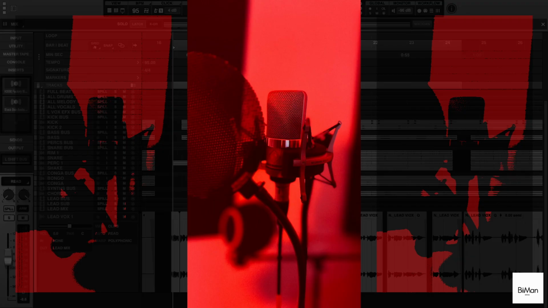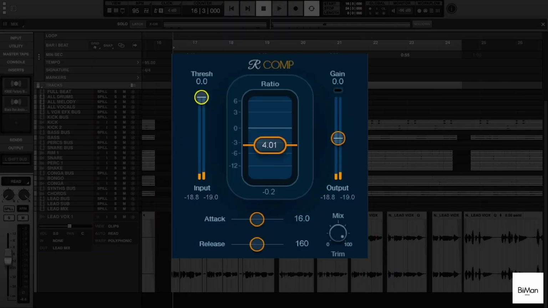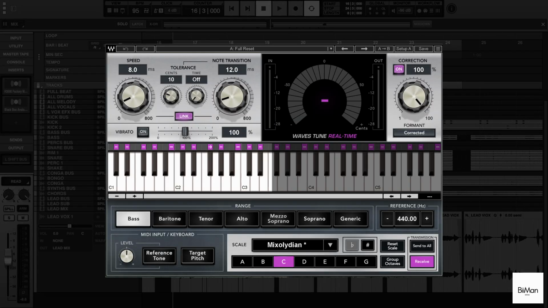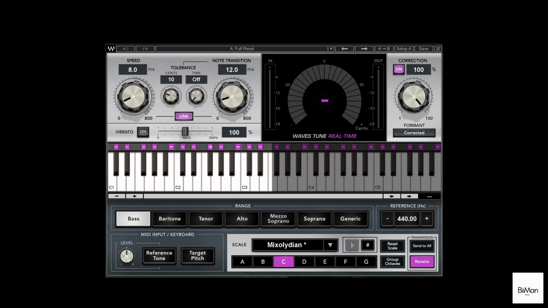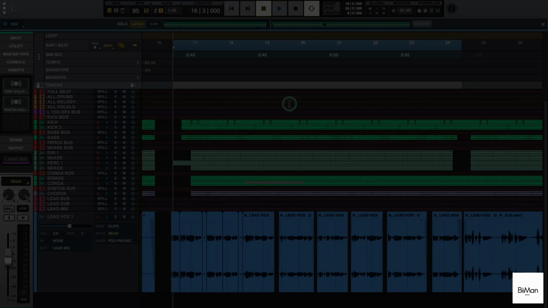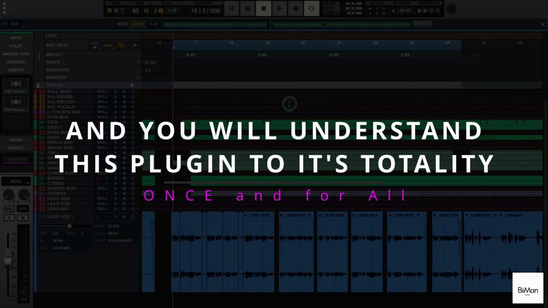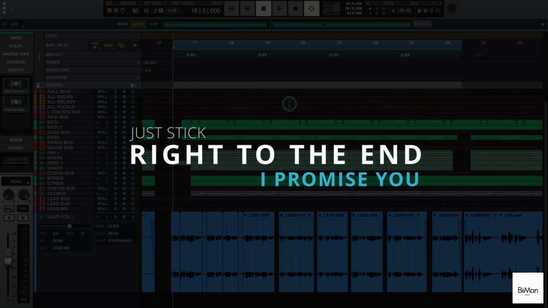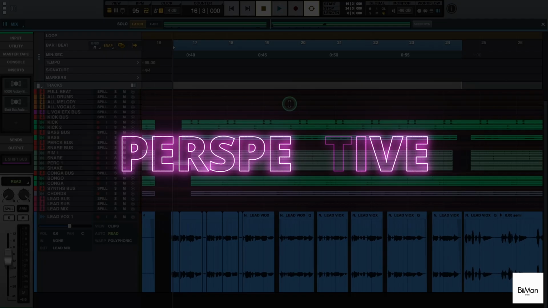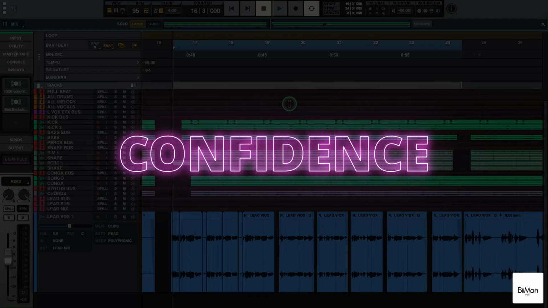Hello guys, fellow audio engineers, you're welcome to the video. Today I'm going to use the analogy of a compressor to show you how to use the Waves Tune real time to its fullest. Yes, you got me right. We are going to use the analogy of a compressor and apply the same concept into the Waves Tune real time, and you would understand this plugin to its totality once and for all. If you could just stick right to the end, I promise you by the end of the video, you would approach the plugin with a different perspective and a brand new confidence like never before.